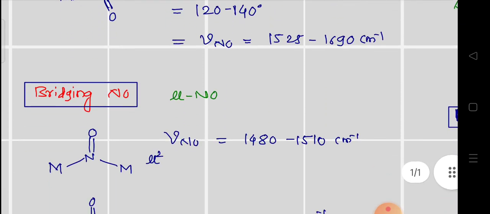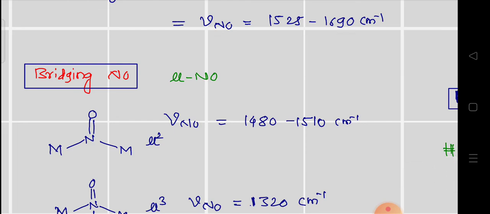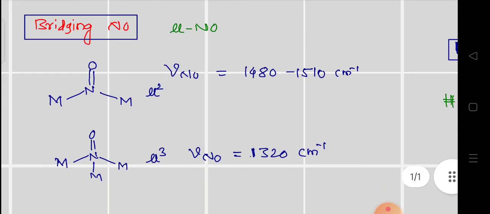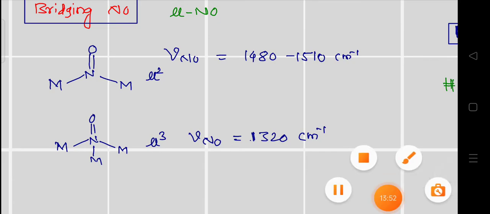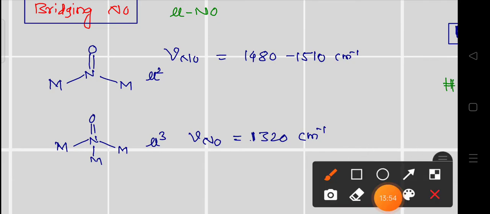And in the case of a bridging nitrosyl, suppose we have bridging. Bridging means we have doubly bridging and triply bridging, and for that I again have the frequencies. You can check here. These are the 2 metals which are coordinated with the single NO, and here the 3 metals are there.